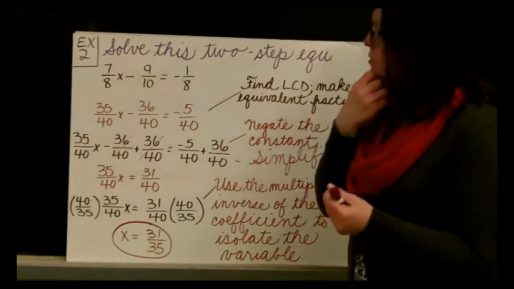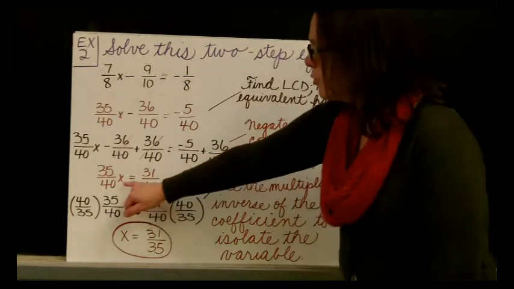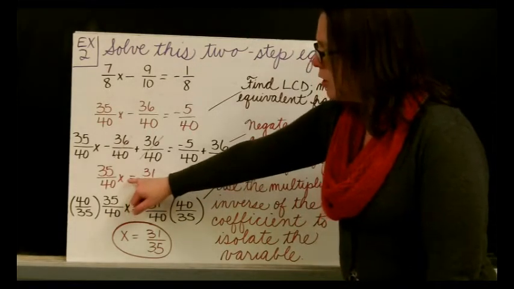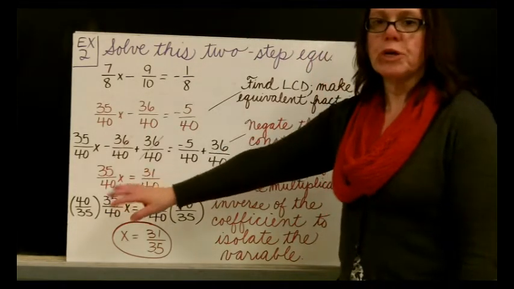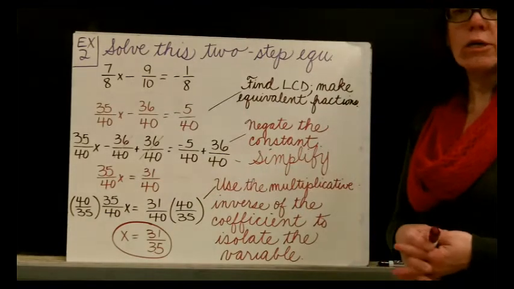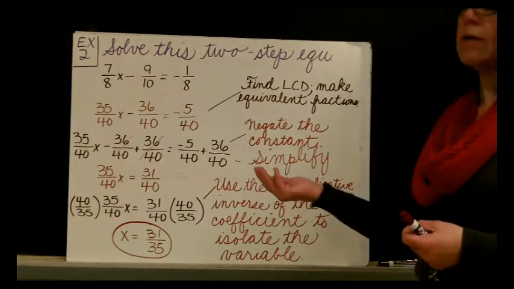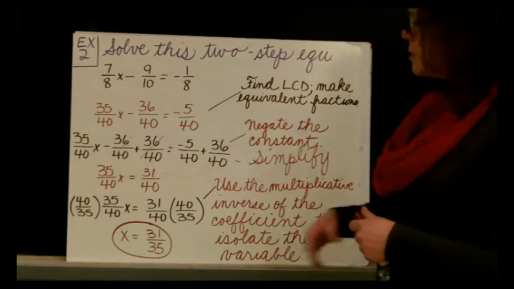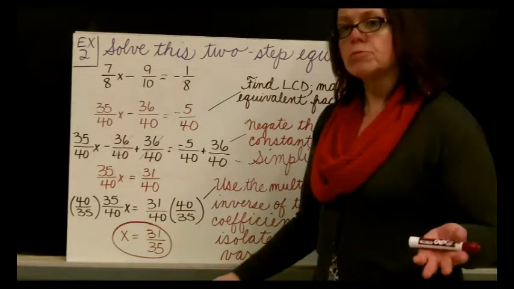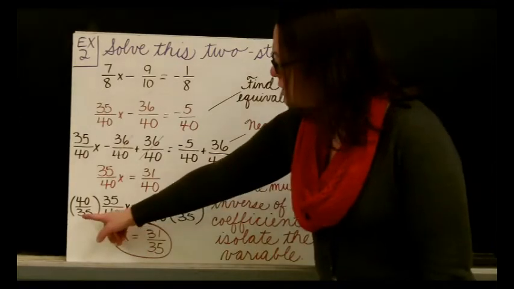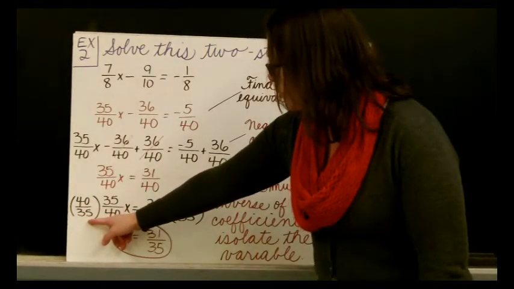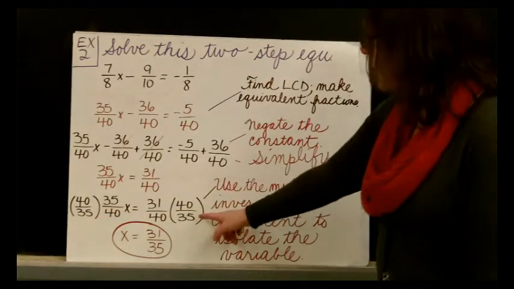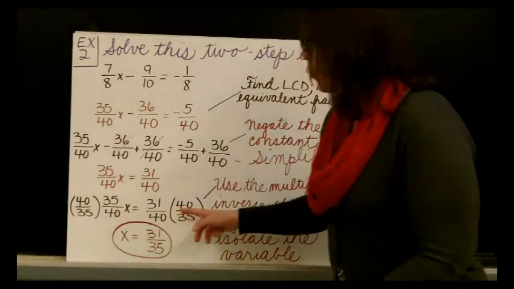So now we have gotten rid of one term and we're only left with the coefficient. Because the coefficient, 35 over 40, is a fraction, the way to undo that and give the x its coefficient of a positive 1 is to multiply both sides by its reciprocal, its multiplicative inverse. So you see I have put 40 over 35 in parentheses on both sides of the equation.